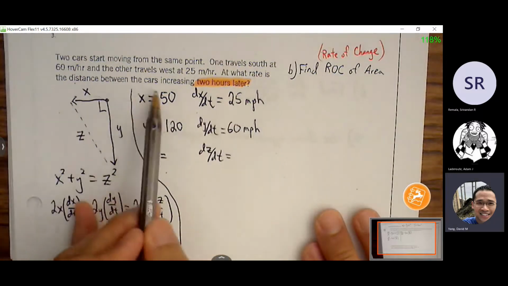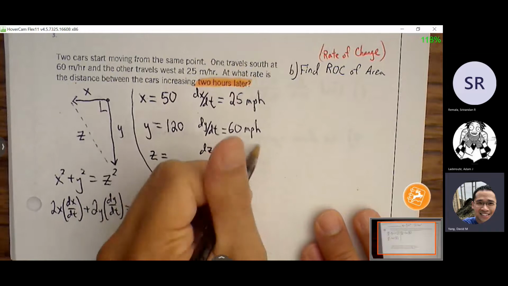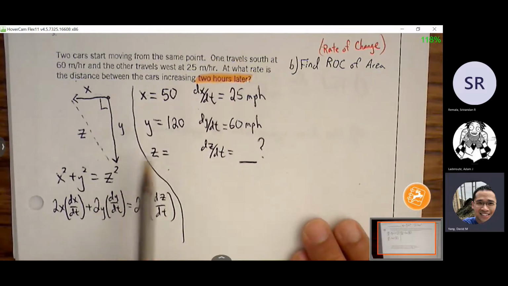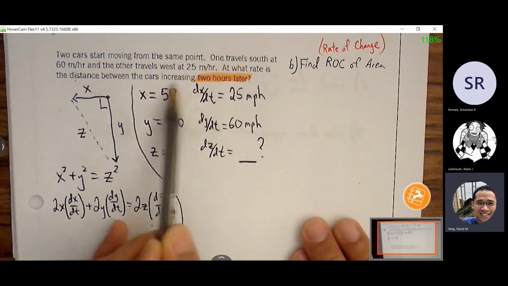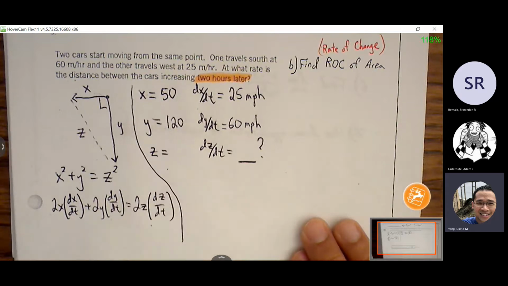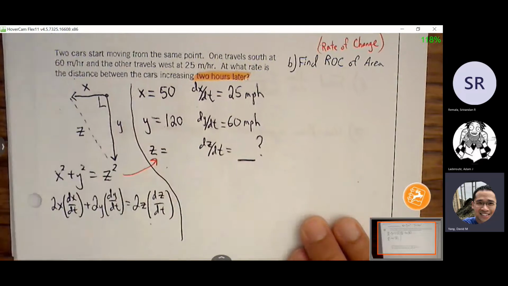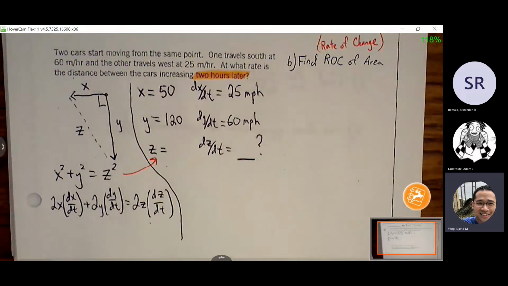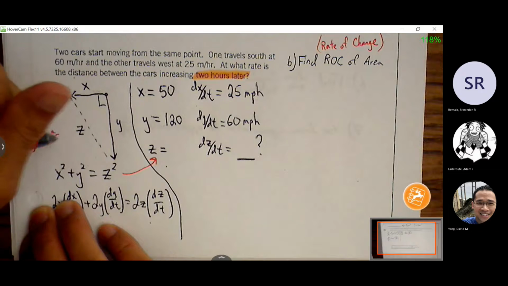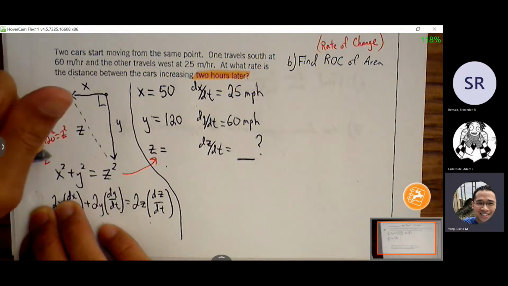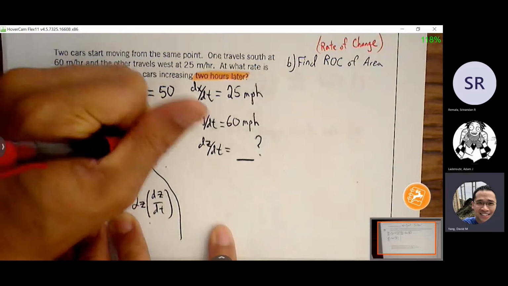Okay, at what rate is the distance between the cars increasing? We're looking for dz/dt. So the only thing that's left to find before we jump into our derivative equation is to solve for z. And to solve for z, we can just use what? Pythagorean theorem, right? x squared plus y squared equals z squared. 50 squared plus 120 squared equals z squared. Solve for z. Use your calculator.